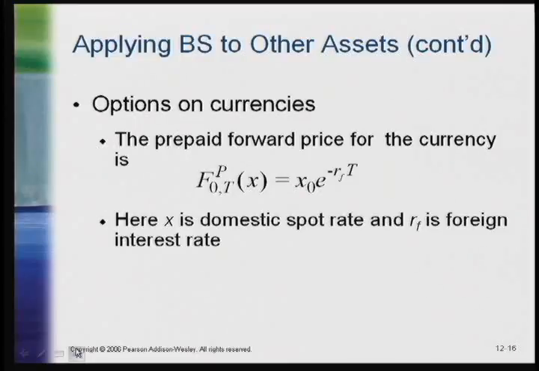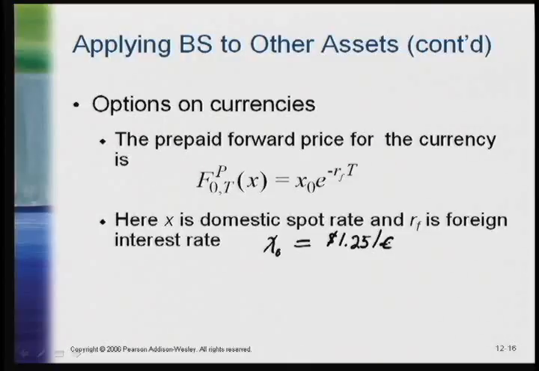Okay, so let's now look at options on currencies. What's the prepaid forward price for a currency? Well, again, let's think about an example. Let's say that today the price of a euro, X, is $1.25 per euro.